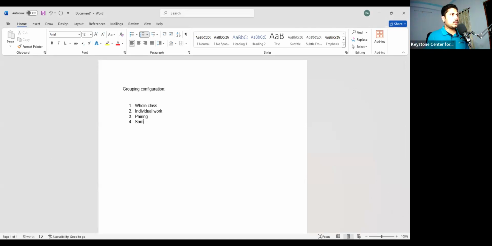And then there are small groups. When I say small group, I do not mean 3 members or 4 members. They can be 4 or 5 members. Less than three is just a pair, right? There are 2 members.